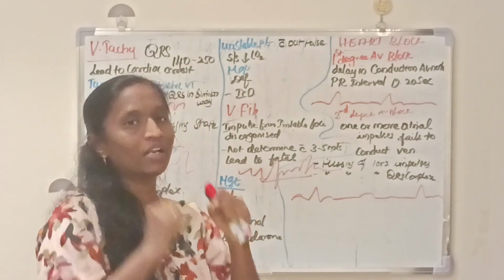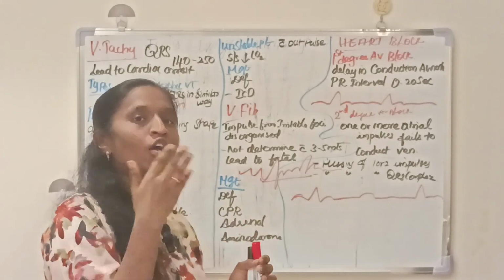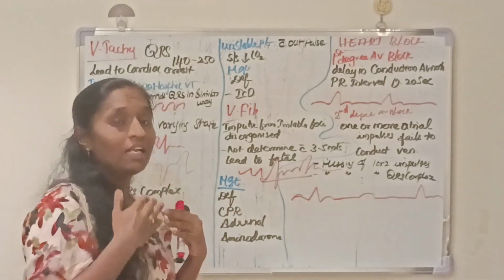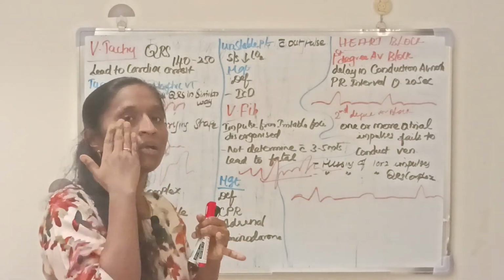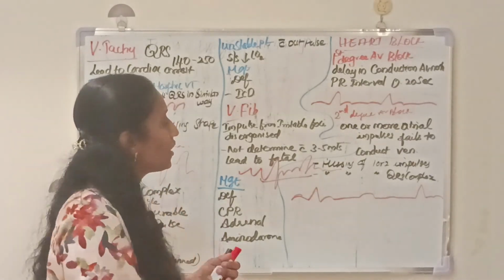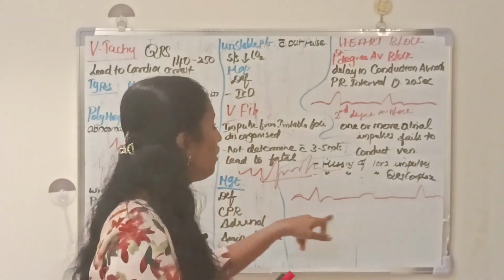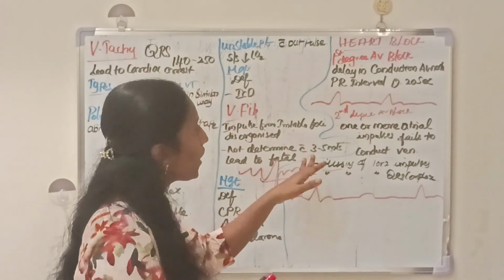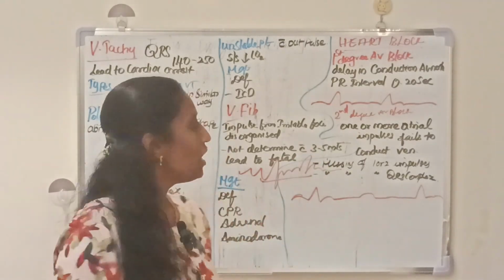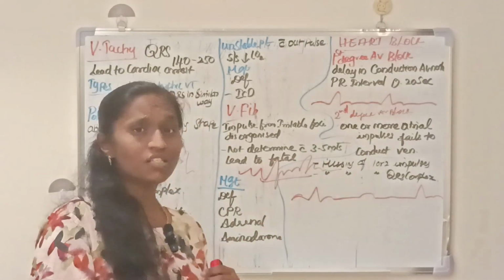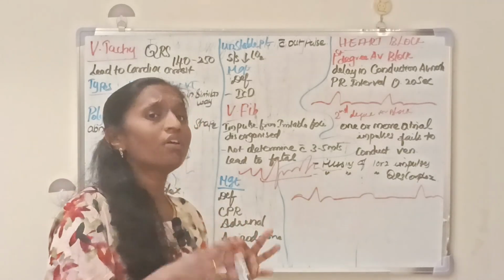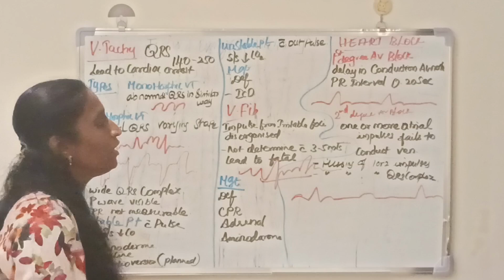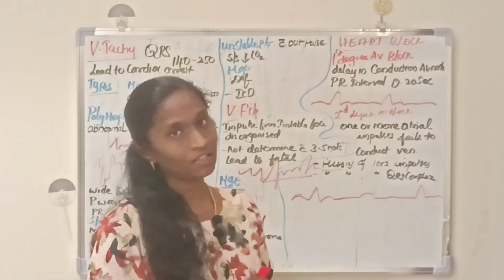Then second degree AV block: here one or more atrial impulses fail to conduct to the ventricles. So there will be a missing of the QRS complex, which you can see in the ECG. This we call a second degree AV block. So first degree AV block is a delay in conduction of the AV node. Second degree AV block, the impulses from the atria fail to conduct to the ventricles, so there will be a missing of one or two impulses.